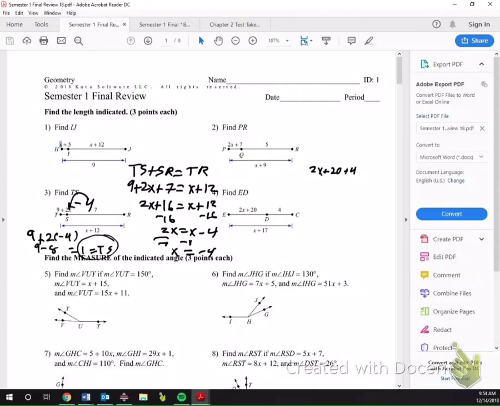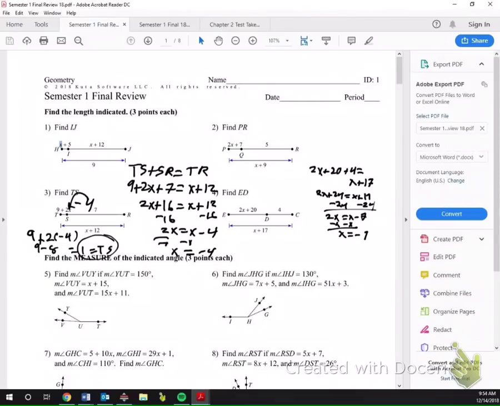Number 4. We have 2x plus 20 plus 4 equals x plus 17. Combine like terms. Move that 24 across, so we have 2x equals x minus 7. Subtract x, and we get x equals negative 7.